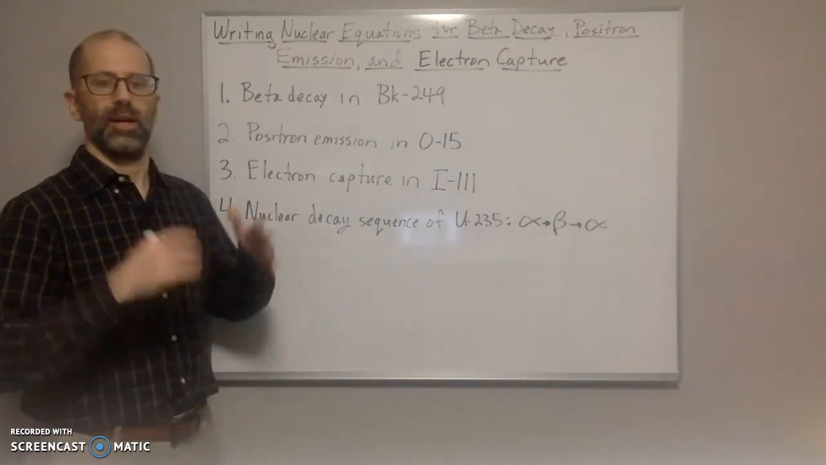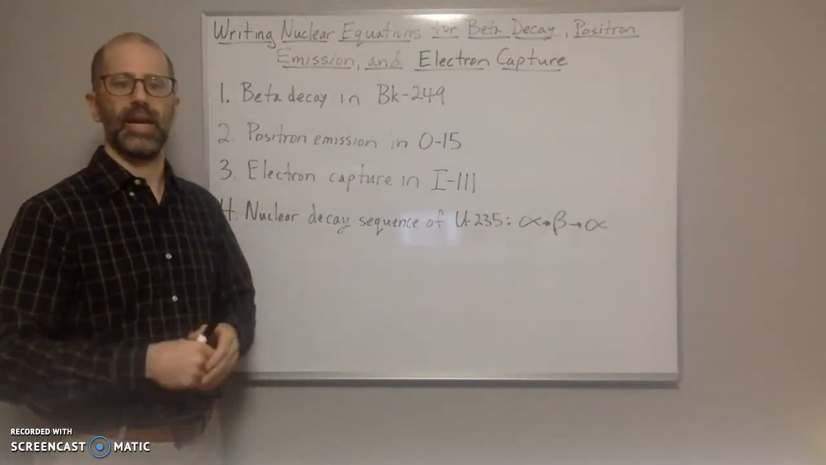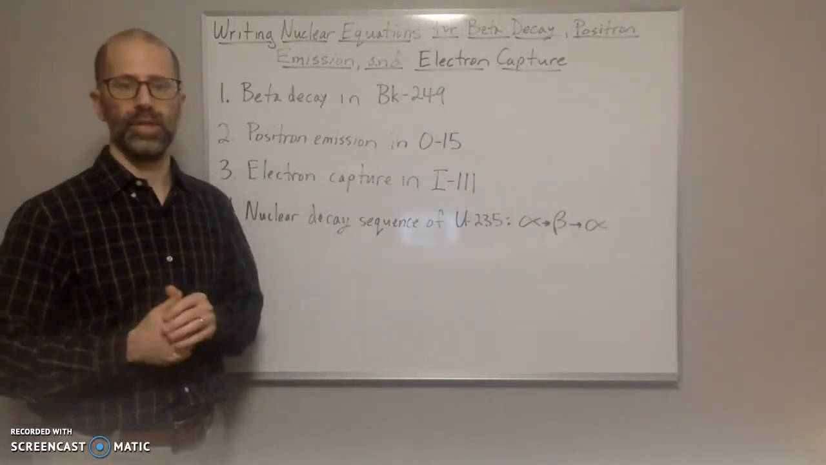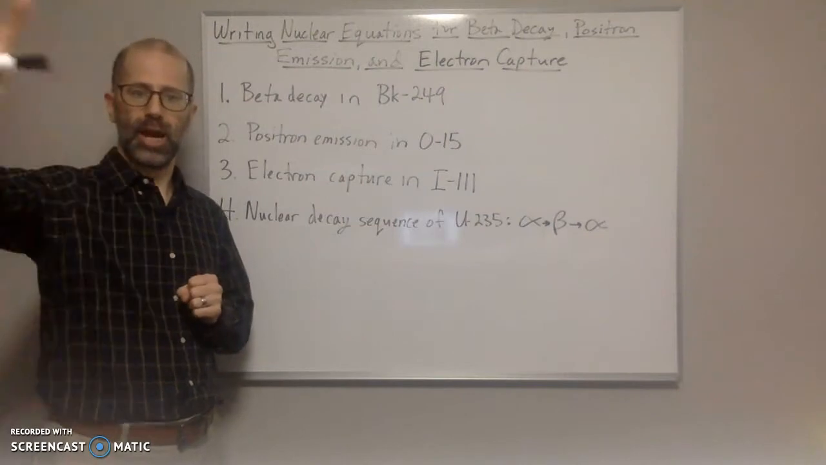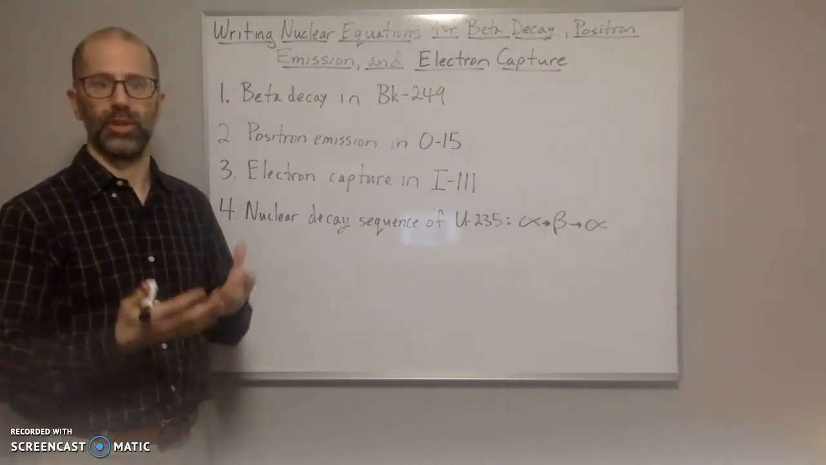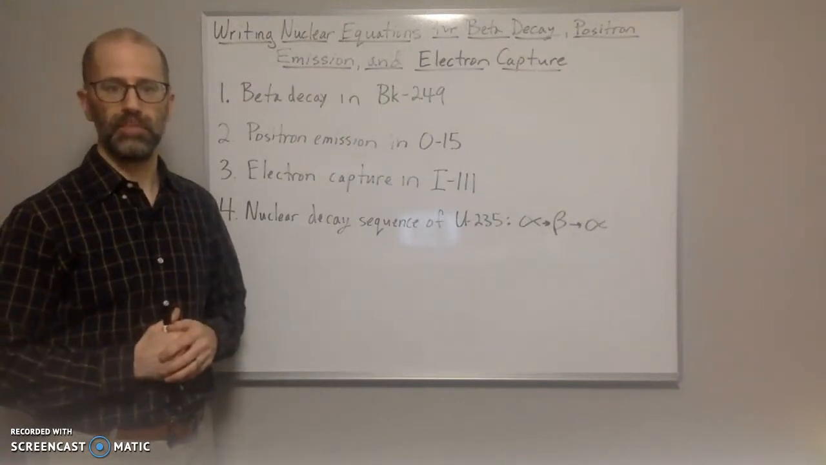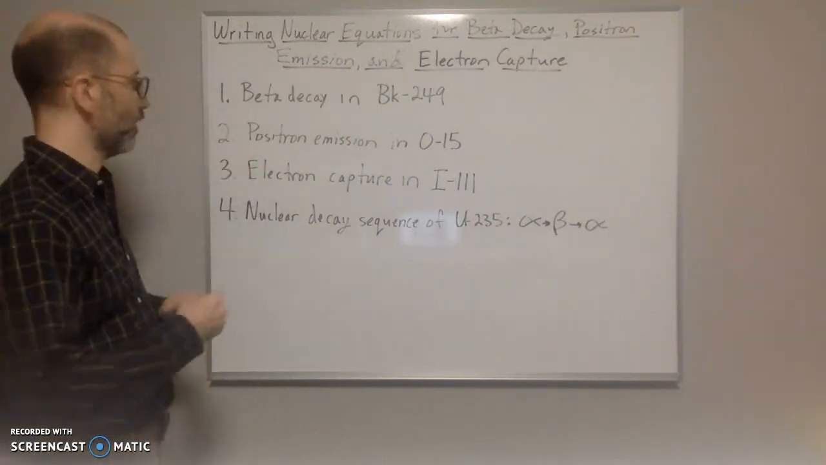So for beta decay, you have a neutron that breaks down into an electron and a proton, and the electron leaves the nucleus, and you're left with a proton in the place of a neutron that used to be there. Okay, so how do we write this out?